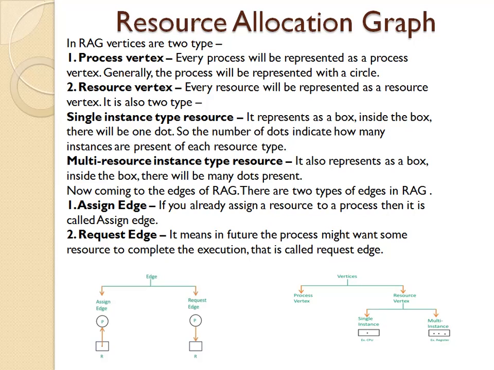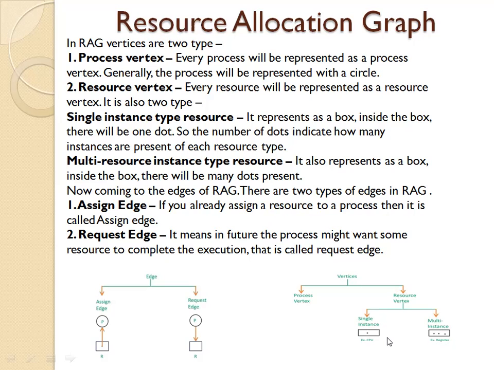We have two types: single instance type and multiple resource instance type. A resource is represented as a box. Inside the box there will be dots, so the number of dots indicates how many instances. Here you can see the vertices: we have the process vertex and the resource vertex, where a single instance with one dot is, for example, the CPU. Multiple instances, for example, are the registers.